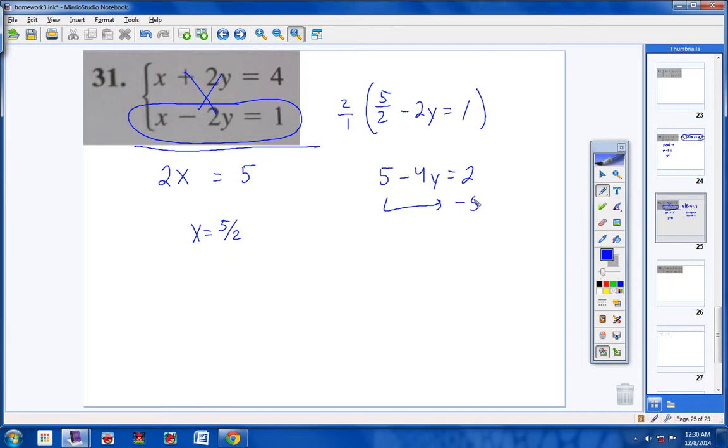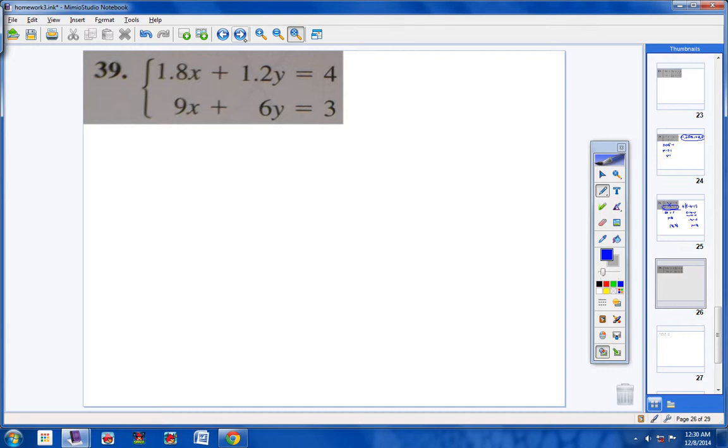Now bring your 5 over and make it a negative 5. Negative 4y equals negative 3. Now divide both sides by 4. And a negative divided by a negative is positive. 3 divided by 4 is 3/4. So your answer would be 5/2, comma 3/4. Okay, let me check that real quick. That is correct. And let's move on. Number 39.